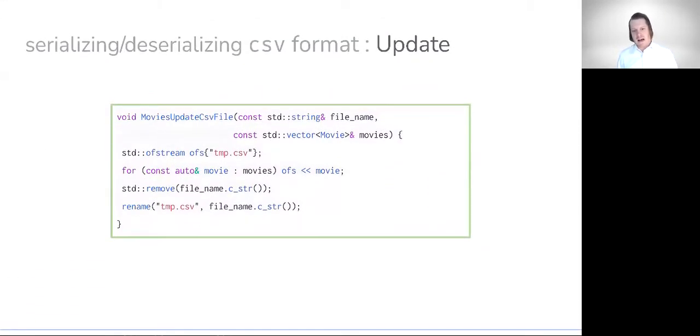So what does that look like? Well, we're going to need to take in the name of the original file that we'd like to update, and then the collection of movies that we'd like to write to that file. We'll go ahead and bind an output file stream to a temporary file, which I'm just calling temp.csv. I'm going to iterate through each movie object in my collection, serializing it into the CSV format and writing it to that file. Thereafter, I'm going to remove the original file name.